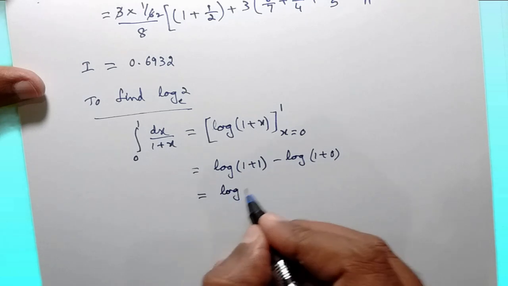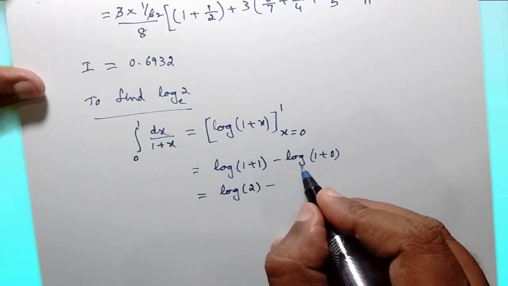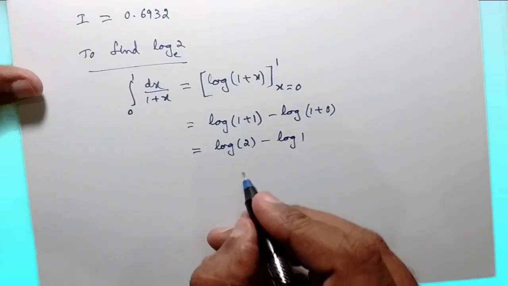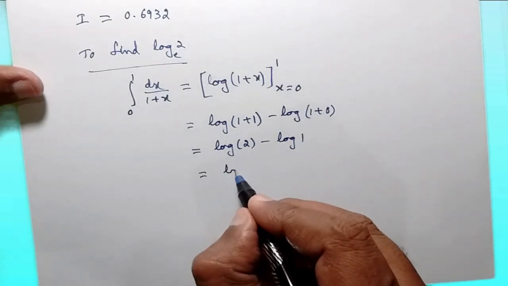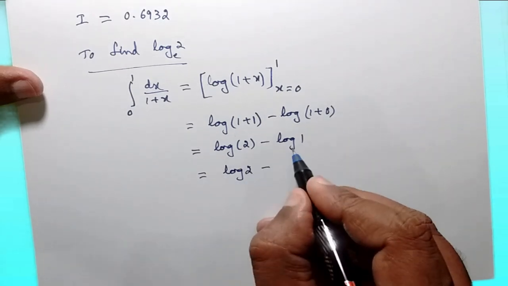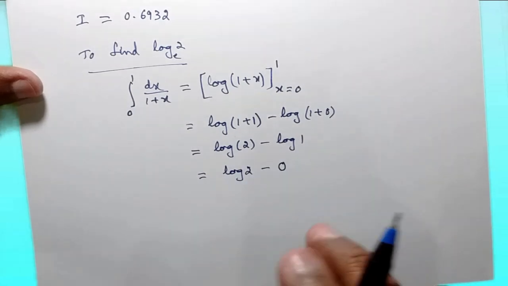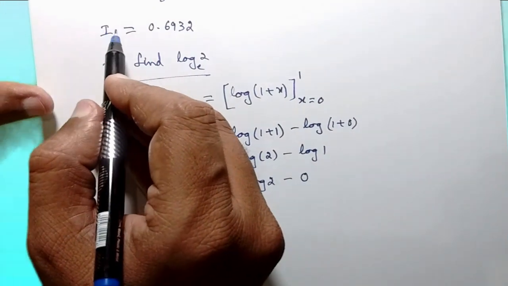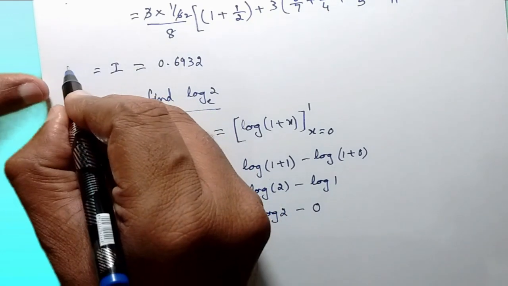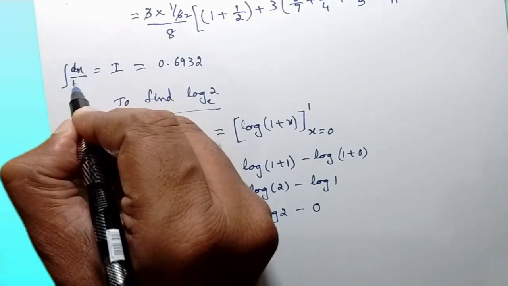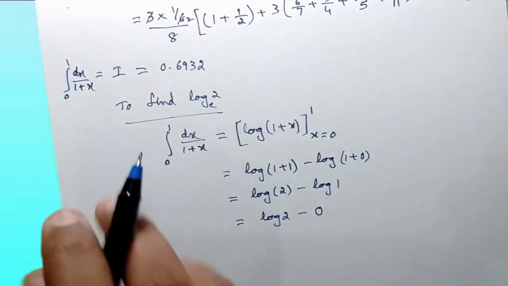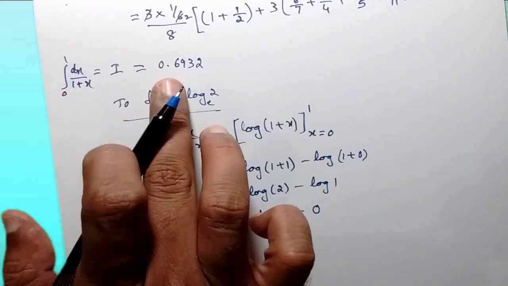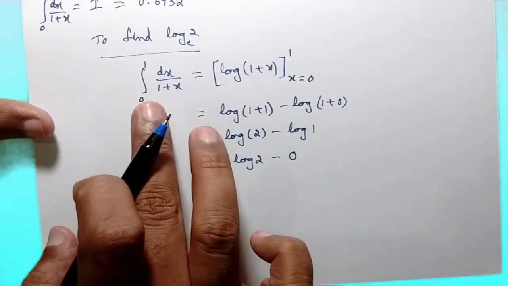So you get log of 1 plus 1 will be 2, minus log of 1, right? If this is log 2 as it is, log of 1 will be equal to 0. And here you have got this integral value. What is this I value? This I value that you have got is nothing but your integral of dx by 1 plus x. Limit values will be 0 to 1. So I represents your integral that you have evaluated. So what is this integral value you have got? 0.6932.